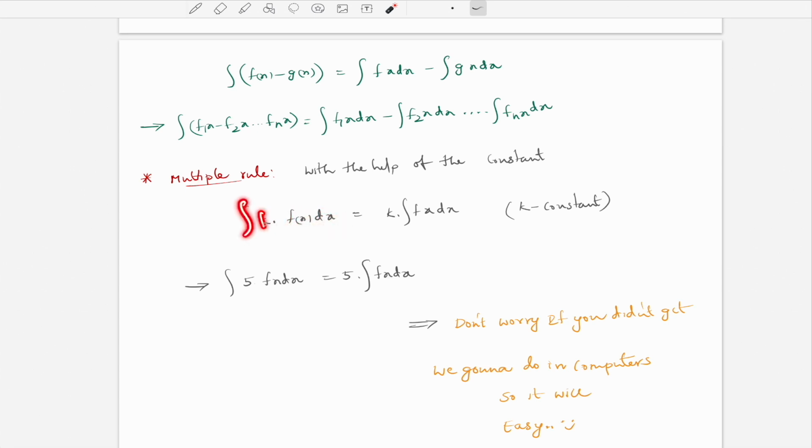So we just find the integral of the constant times f of x d of x. That is equal to, we simply bring the constant outside of the integral, and then find the integral of f of x d of x. I just want to give a practical example. We have pi times f of x d of x. We simply take the pi outside, and we find the integral of that function.